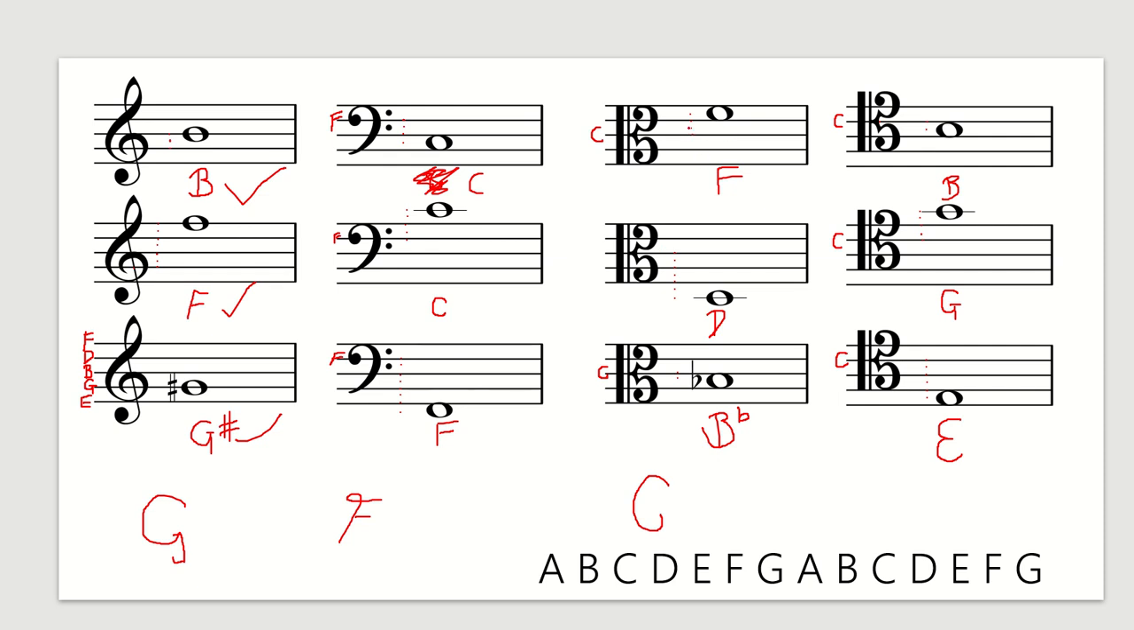So we got C, D, E, F, great. C, B, A, G, F, E, D, great. C, I've written it again. It looks like a G, it's actually a C. But C, B, so it's B flat, because it's got the flat symbol. C, B, C, D, E, F, G, and perfect.